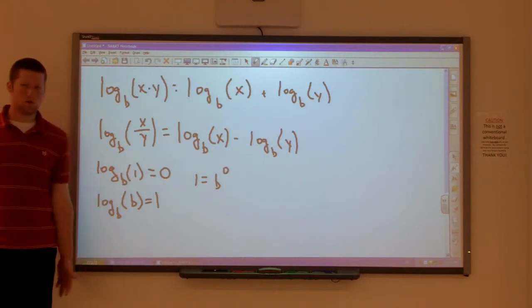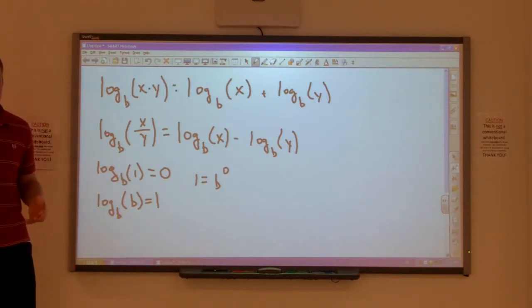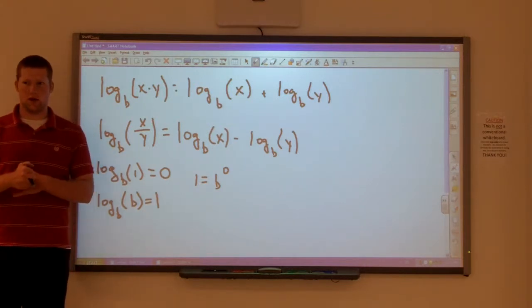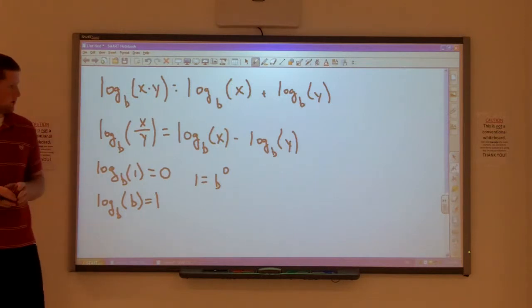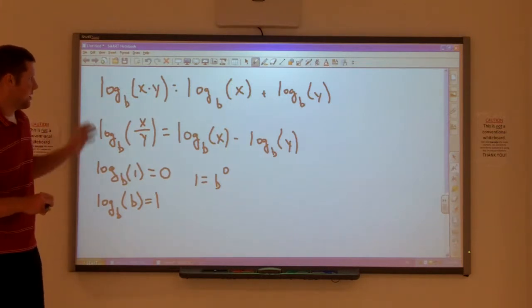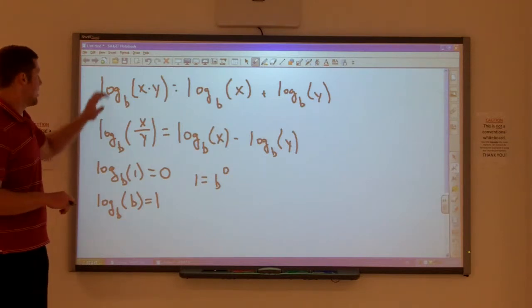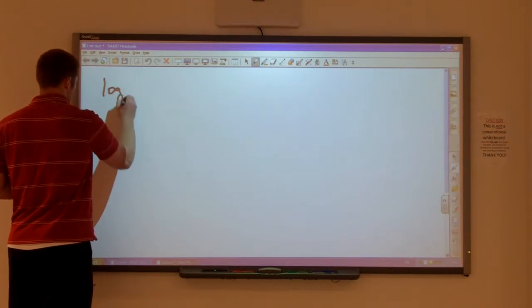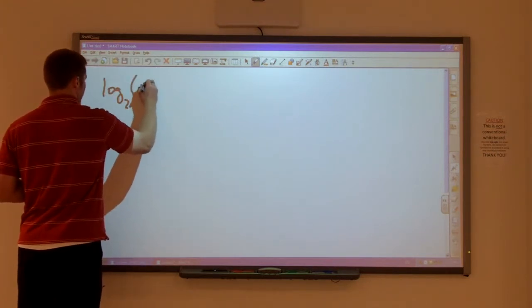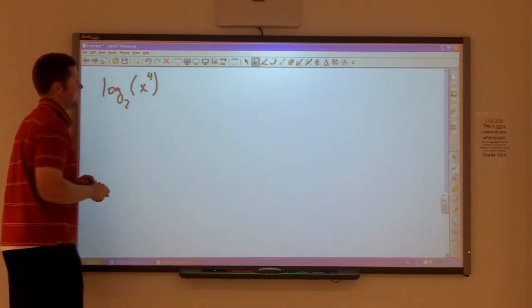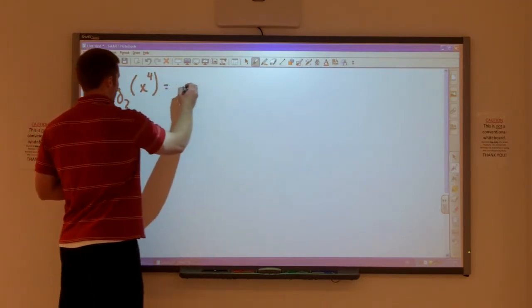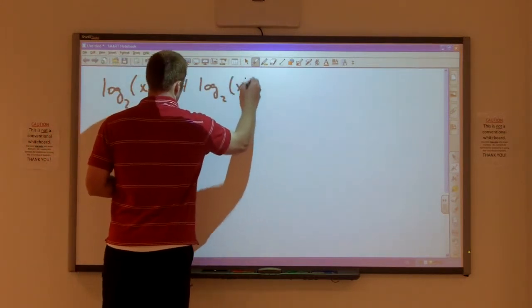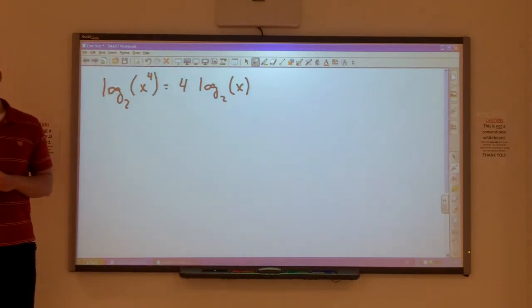Alright, so these properties are going to be important when you have to manipulate logs algebraically and when you have to solve equations solving for x or y with logs in the picture. So let's just do a couple concrete examples to see how we can rearrange things using these properties. So first, let's notice that log base 2 of x to the 4th can be rewritten as 4 log base 2 of x. Those are equivalent, they're the same.